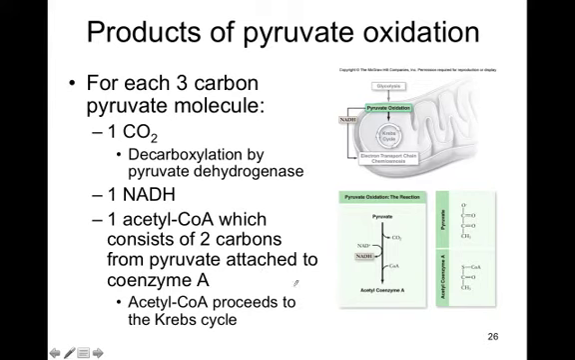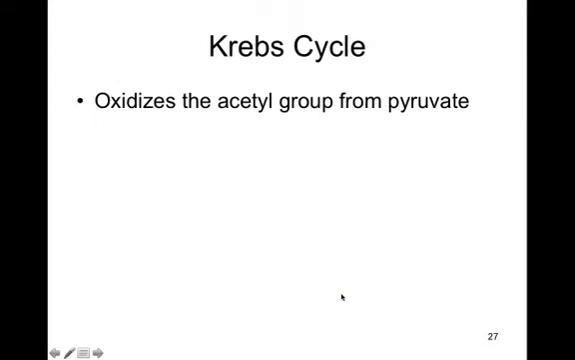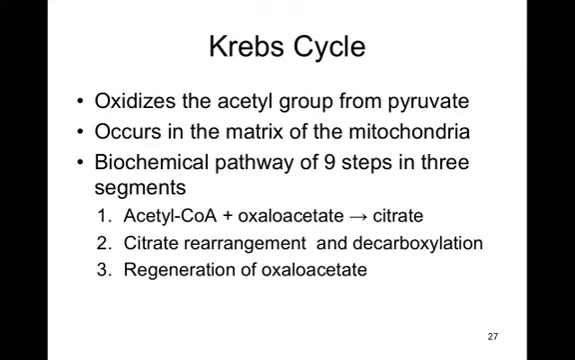So at the end of pyruvate oxidation, we have 2 acetyl-CoAs for each initial glucose that went in, because glycolysis split glucose into 2 3-carbon pyruvates. And now we've taken 2 carbon dioxides away, we have 2 2-carbon acetyl coenzyme A's. These we can now take on into the Krebs cycle. The Krebs cycle is going to oxidize those last 2 carbons that we find in the acetyl group that came from pyruvate. It occurs in the matrix of the mitochondria.